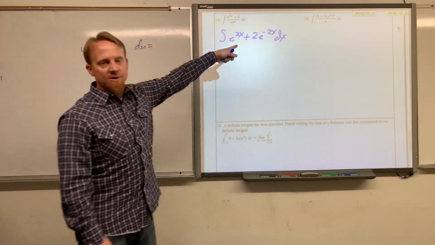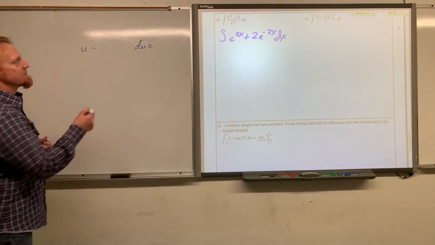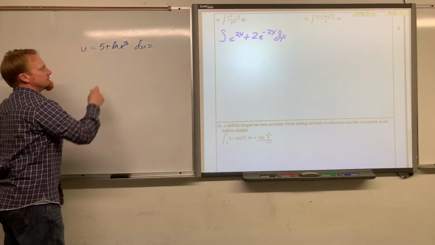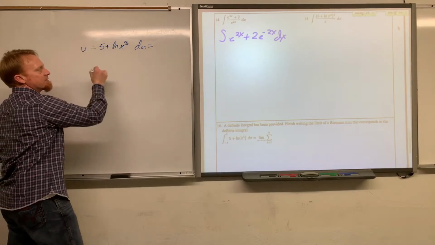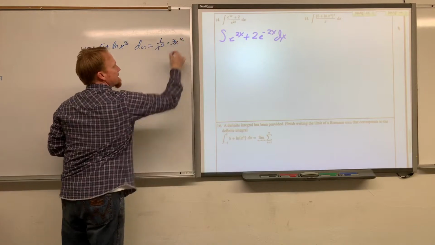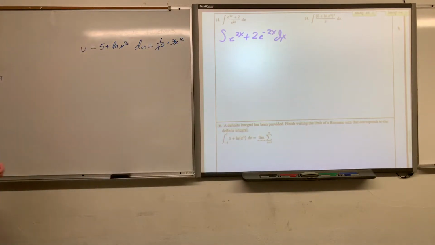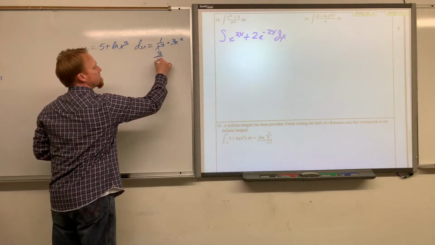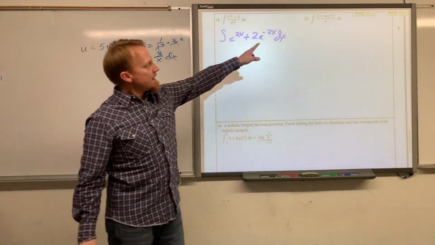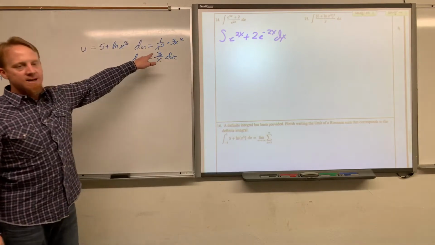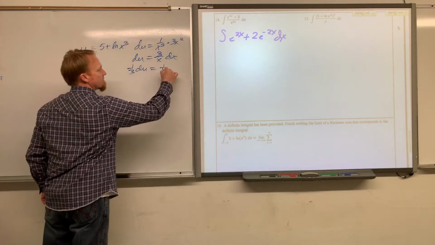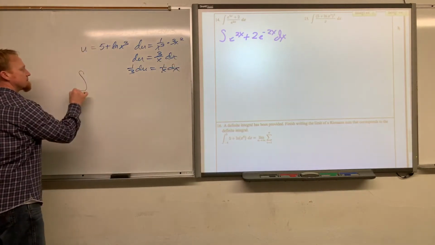Next one, I've got a natural log in the problem, so that means that's got to be my u. 5 plus the natural log of x cubed. Derivative of 5 goes away. Derivative of the natural log is 1 over the inside times the derivative of the inside. And that reduces to 3 over x dx. Okay, I've got the x on the bottom. I've got an extra 3, so that means I need 1/3 du, 1 over x dx.